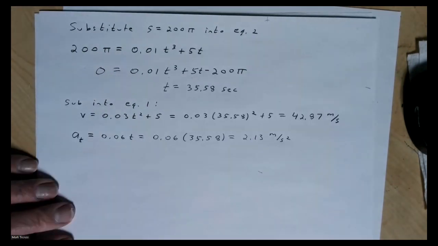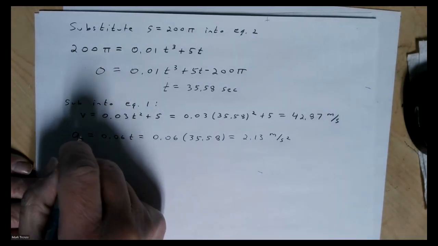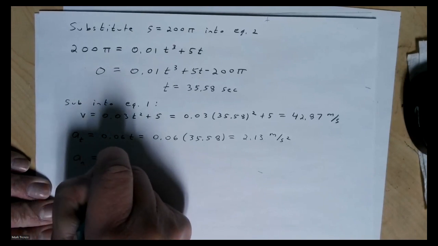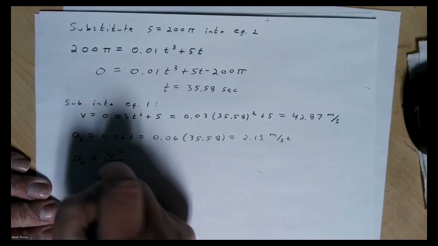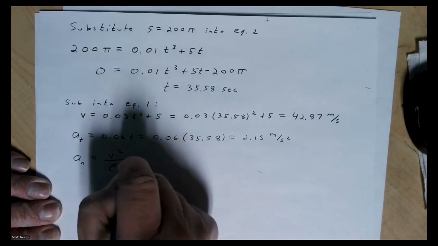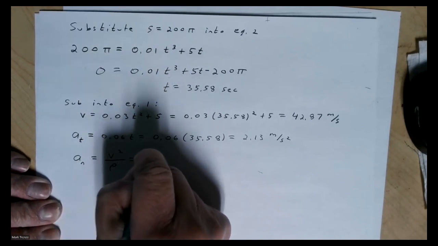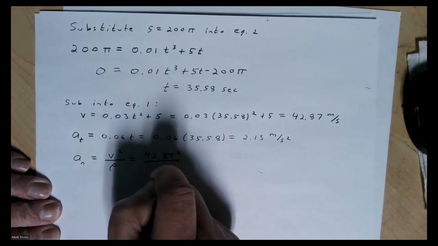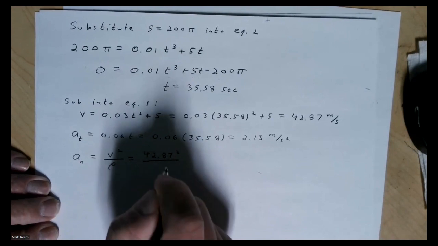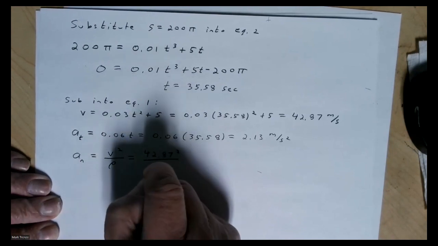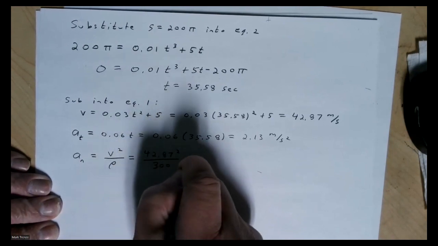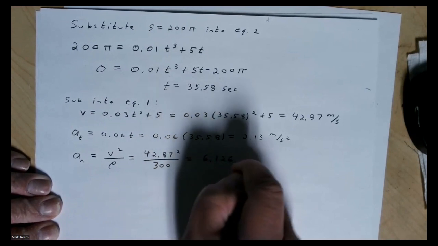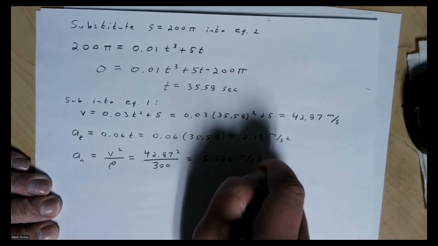Then if I want to find the normal acceleration, that's going to be v squared over rho. 42.87 squared divided by, remember, rho is just the radius. That was 300. And that's about 6.126 meters per second squared.